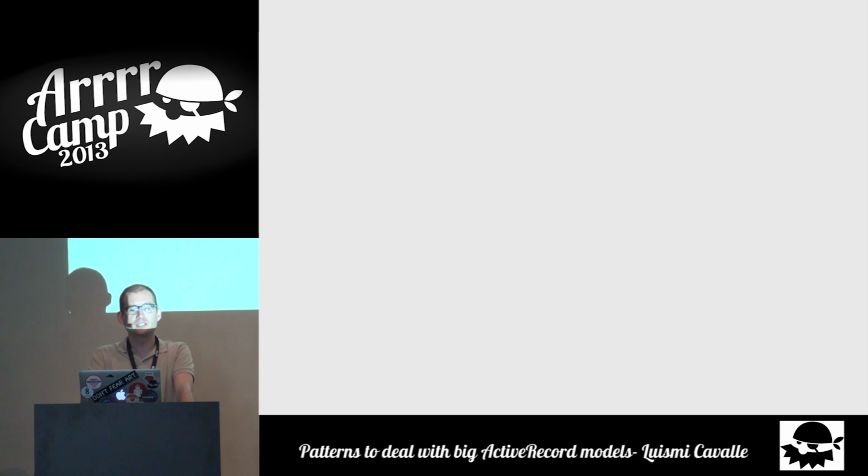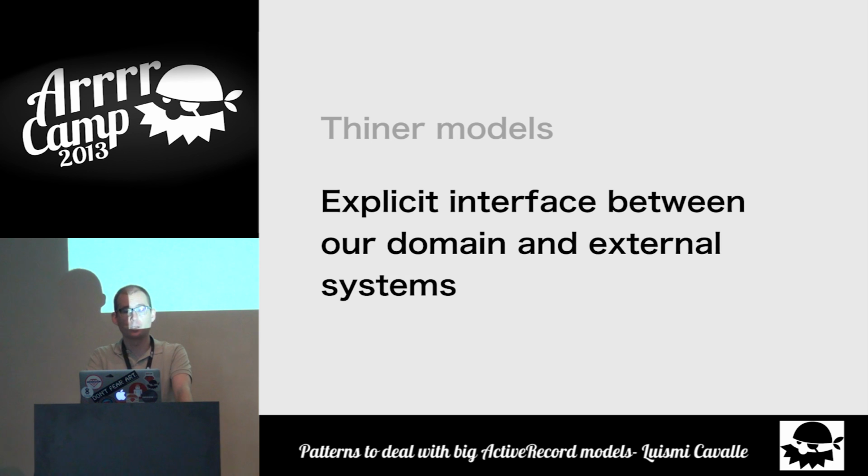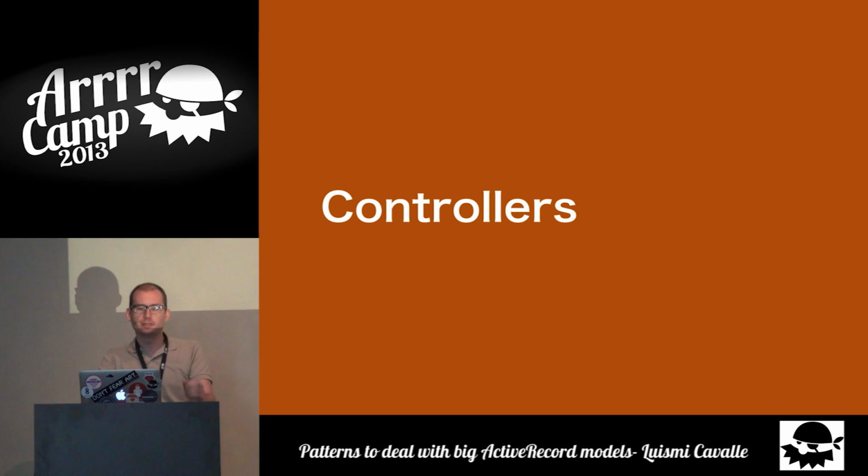So this pattern gives us a couple of benefits. First, as with any of the techniques that we are seeing today, our models become thinner as they no longer contain this logic. But more importantly, by using a specific object that represents an external system, we are making explicit the interface between our domain and the external system. And this makes the architecture of our application easier to understand, more explicit in our code. And that's it. Let's talk now about controllers.